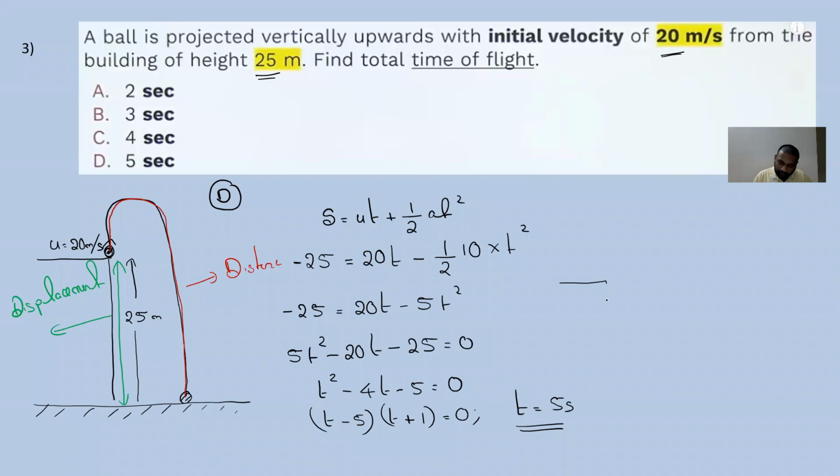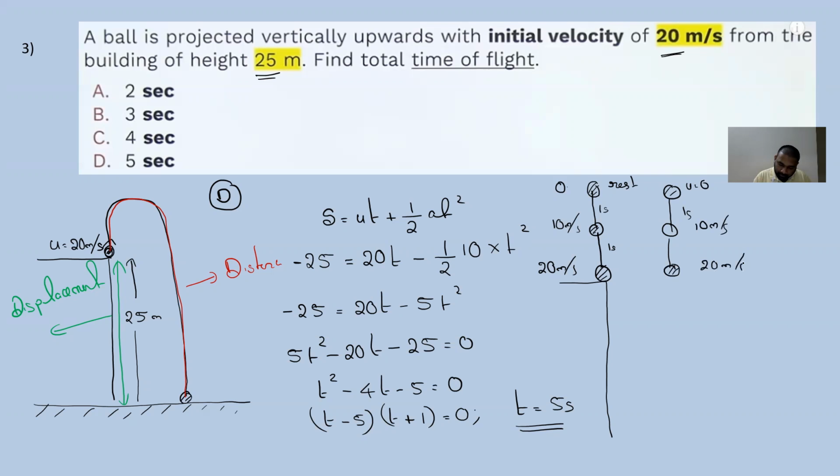Now, the other way to do this. Suppose here the velocity is 20 meter per second, after 1 second the velocity is going to be 10 meter per second. Then after 1 more second, the velocity will become 0. That is, this is at rest. Then this will come down. Velocity here is going to be 0, here the velocity is 10 meter per second, here the velocity is 20 meter per second. Then again, what will happen? See, 1 second, 2 second, 3 second, 4 second.